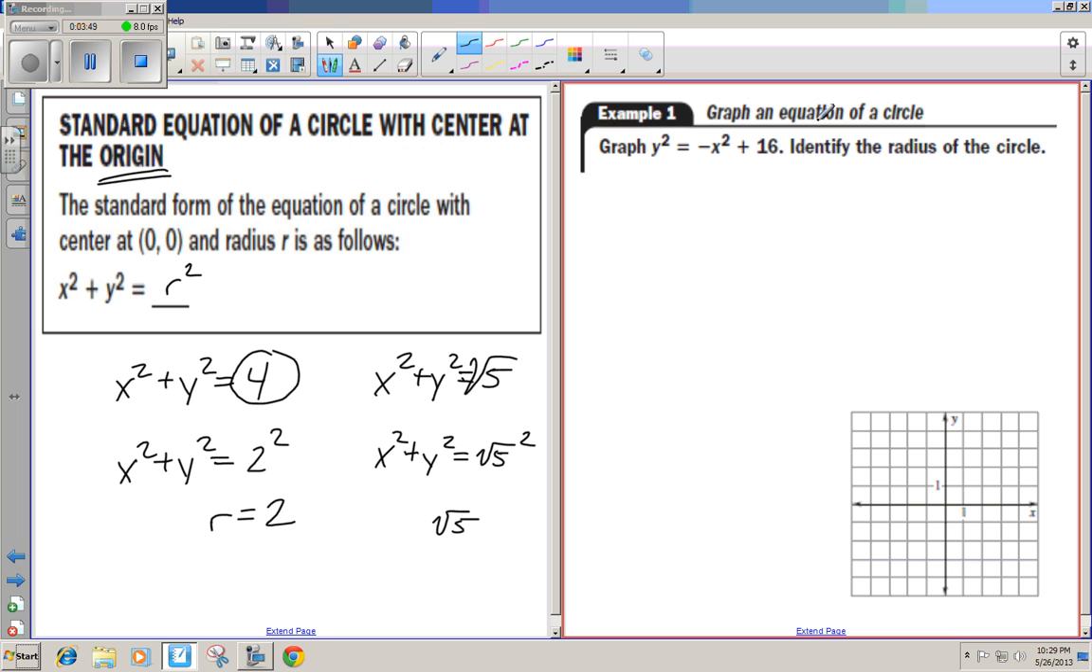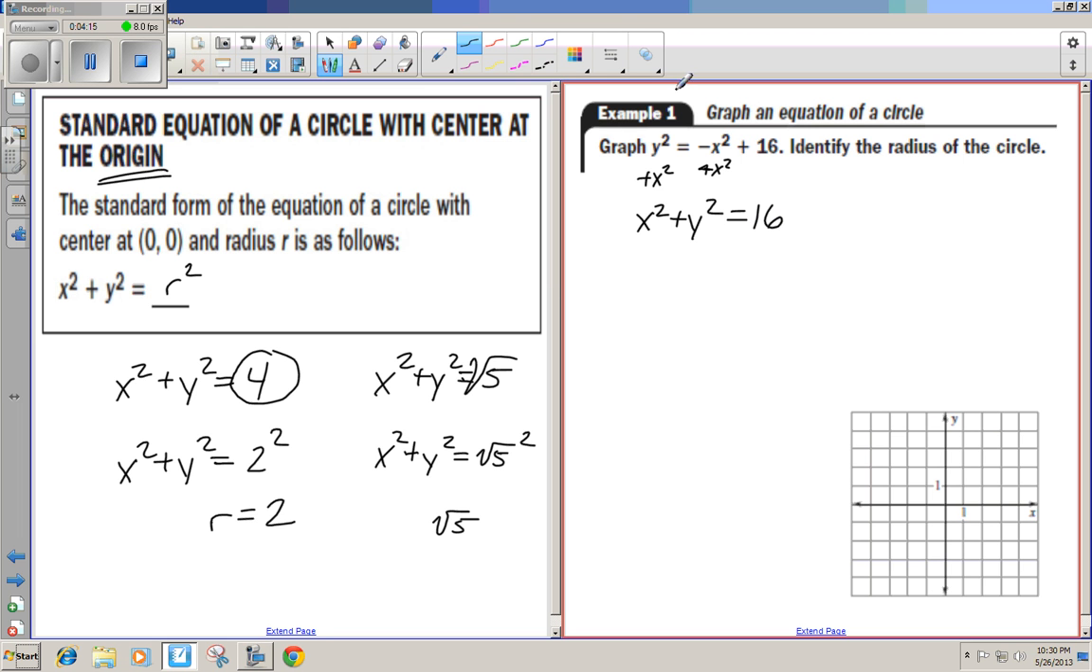So, graph an equation of this circle. Identify the radius of the circle. Is this in standard form? Hopefully you're all shaking your head right now. Because for it to be in standard form, it has to be x squared plus y squared. So, add x squared to both sides, and you end up with x squared plus y squared equals 16.